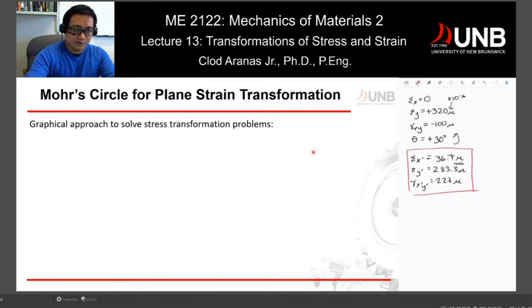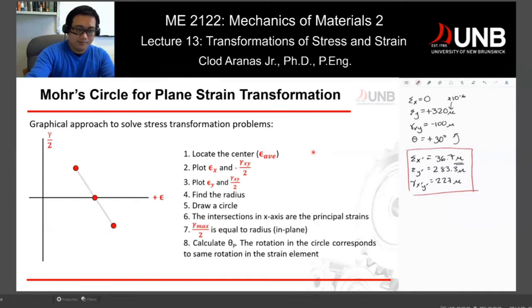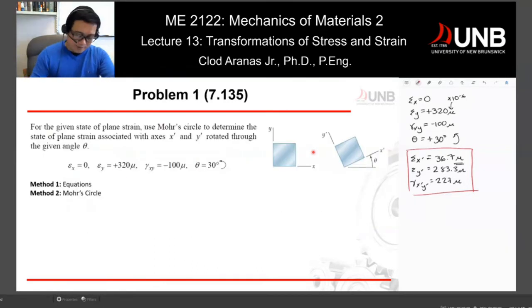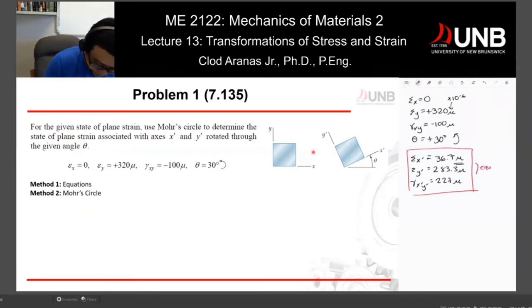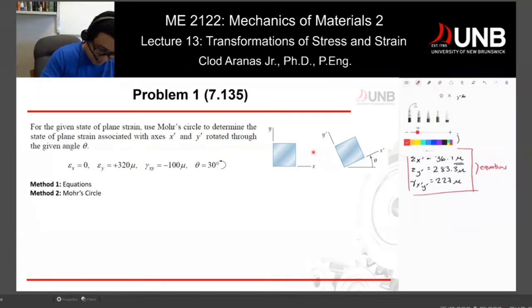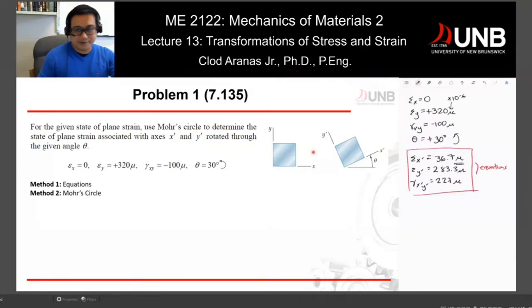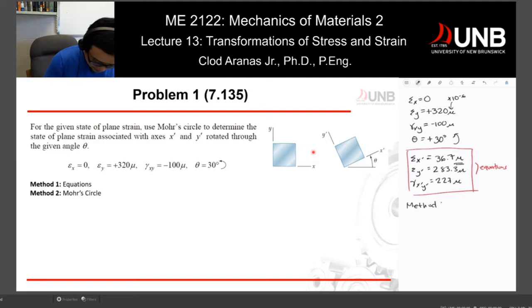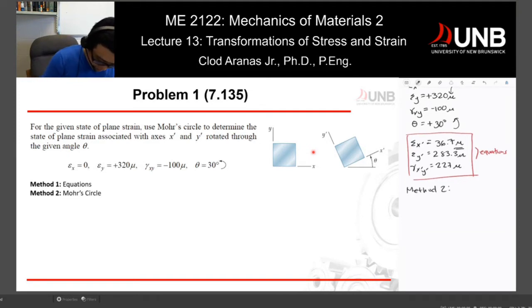Now let's go to method number 2. How can we apply Mohr circle for this specific problem? So this was method number 1 using equations. Now method number 2 is about using Mohr circle. So again, for Mohr circle, the first step is to calculate for center, which in this case is your epsilon average.